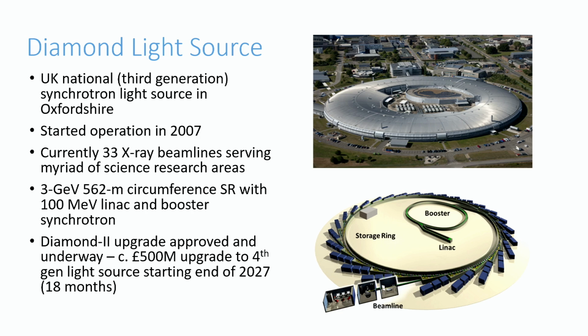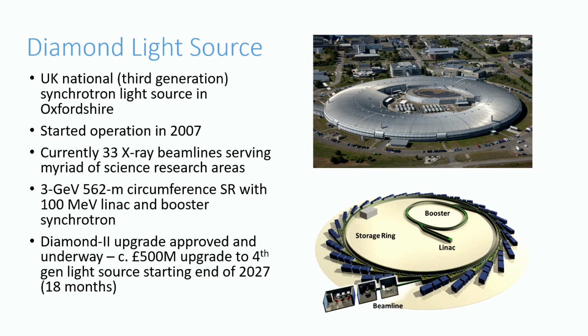It started operation in 2007. We currently have about 33 beam lines covering a vast range of science activities using light from infrared up to hard X-rays. The machine is a 3 GeV, 500 meters circumference storage ring with a 100 MeV Linac booster synchrotron injection. We're currently going into our upgrade phase, and we were recently awarded the finances for the upgrade. It's a £500 million upgrade to a fourth generation light source.